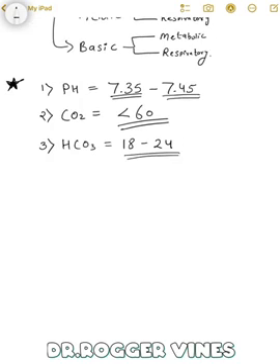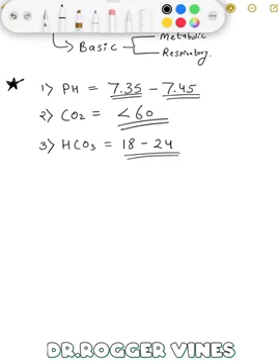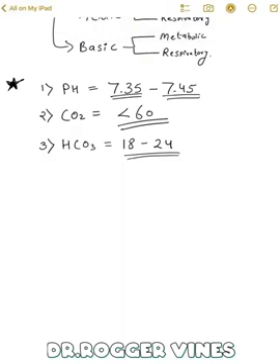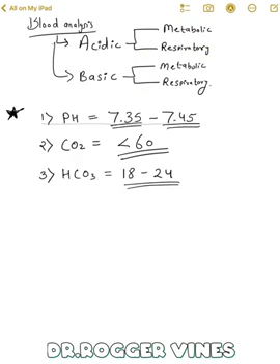Now I will tell you which thing depends on which factor. The first one is pH. pH is the power of hydrogen. So the lower the pH, the more acidic it is. The higher the pH, the more basic it is. Is that right, guys?